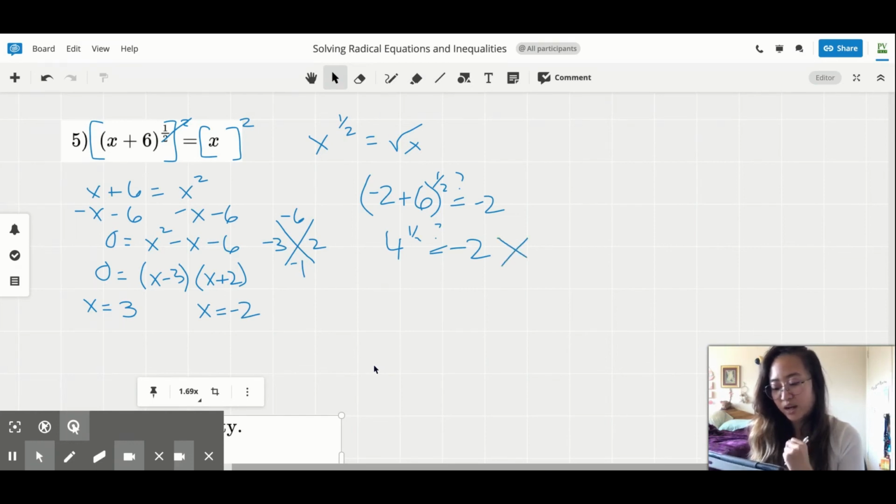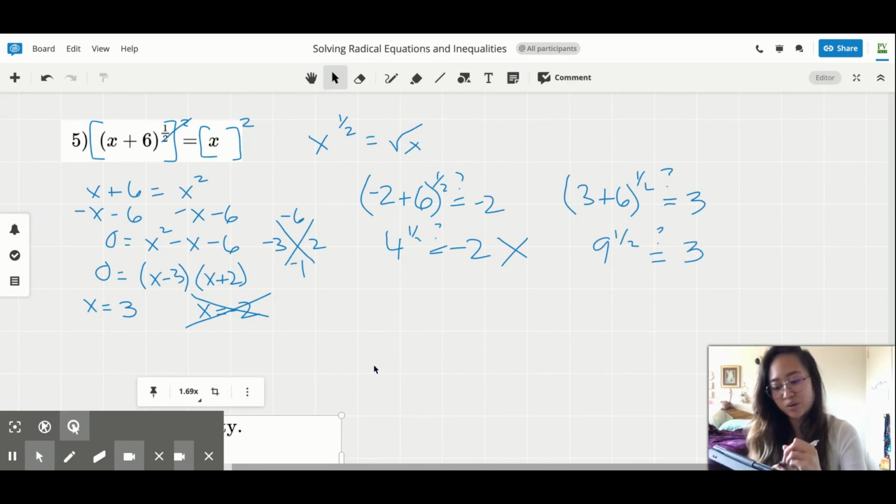So we can cross out x equals negative 2 as one of our solutions, but we still have to test x equals 3. So same equation, 3 plus 6 to the 1/2, does that equal 3? So that becomes 9 to the 1/2, or the square root of 9, which we do know to be 3, and that works out. So our only answer for this one is x equals 3.